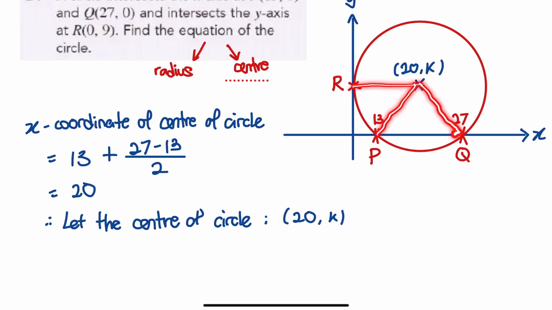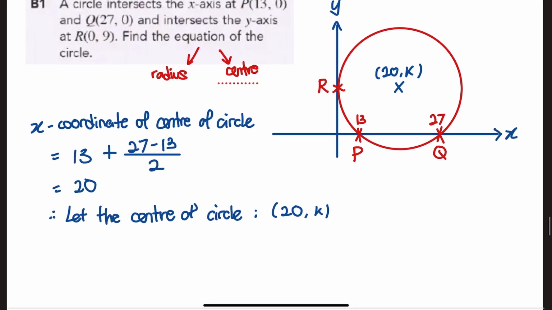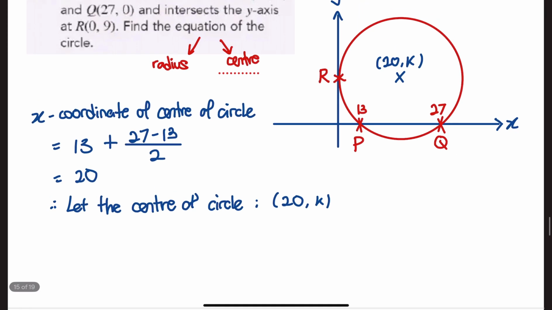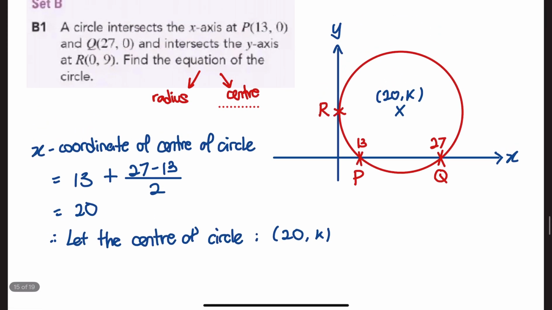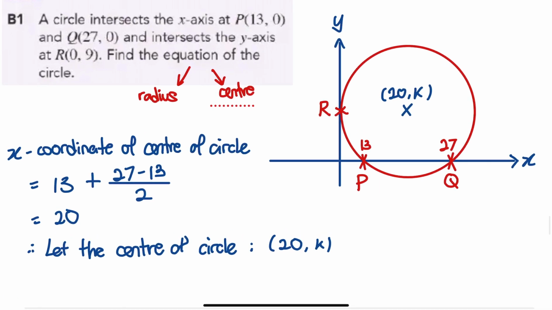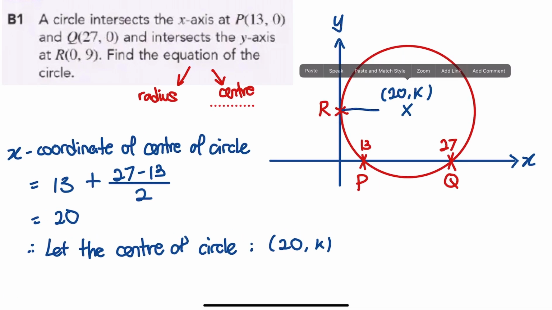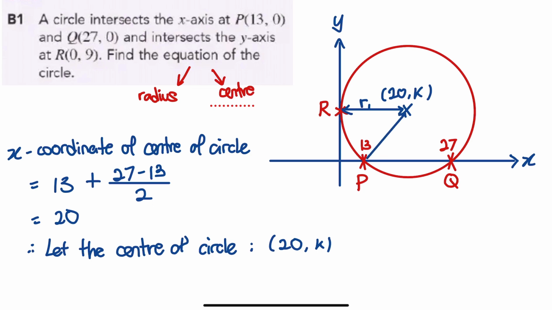So if I were to consider the distance between the center of the circle to any of these points, the distance should be the same. So let's say I find the distance from the center of the circle. Maybe I choose this distance here. I call this R1. Another distance I can use is, let's say I choose P. This distance here I call R2, radius 2. Both of the distances are the same.